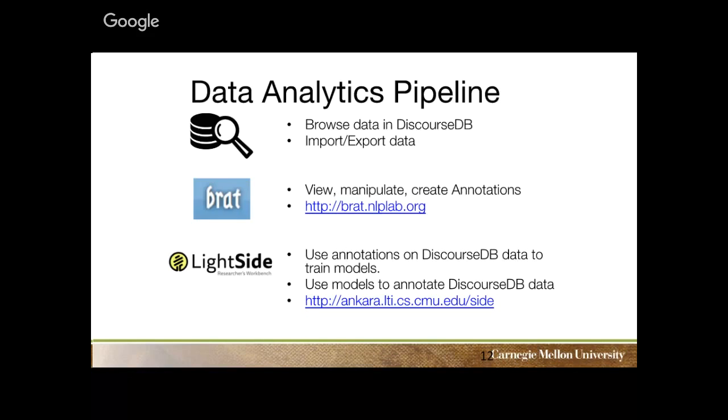So using this set of tools, you can collect your data from a variety of sources. You can do some annotation of some of it, then train models, and then apply those models to the rest of the data. And all of the infrastructure for avoiding having to write programs and having to deal with messiness is sort of abstracted away.